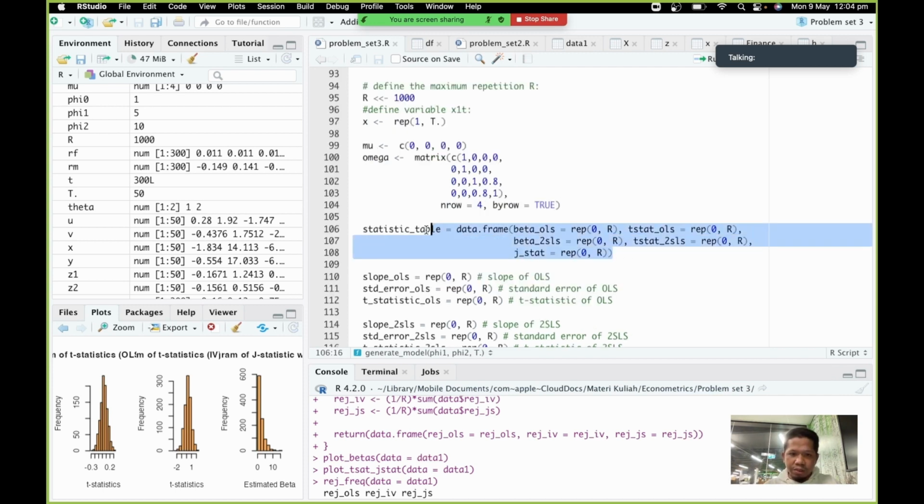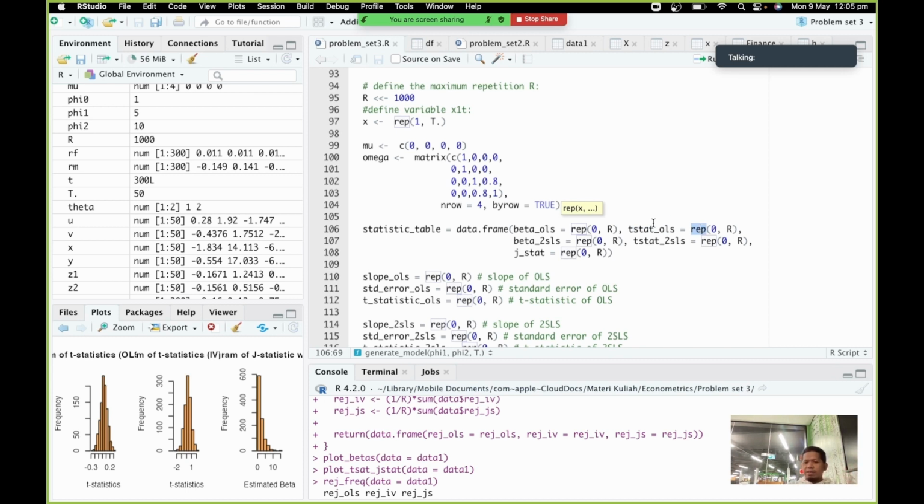And also I tried to make a data frame, or just a table, in order to put in all the parameters that result from the repetitions. So in the table here I just define 5 columns, with the first one for the beta OLS, because we sort of make 2 equations here, right? The equation for OLS and the equation for 2SLS. And why do we use rep here? Because we repeat the value of 0 up to the number of repetitions. So let's say R is 1000 here.